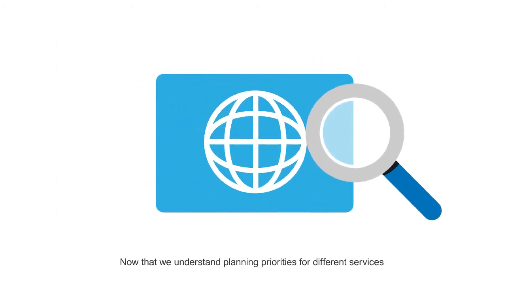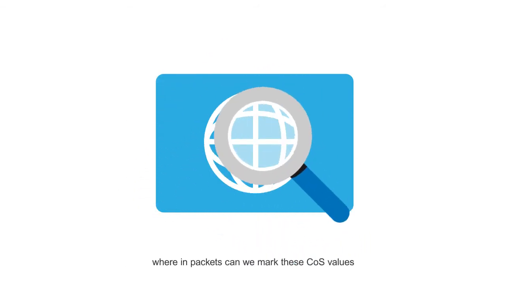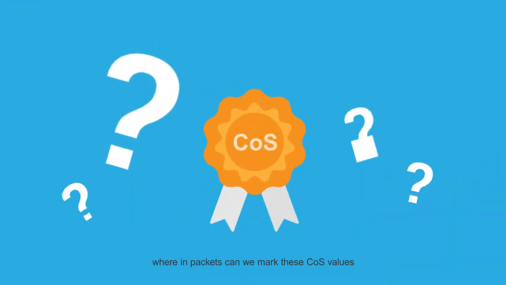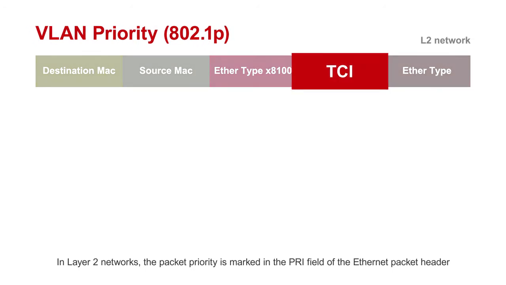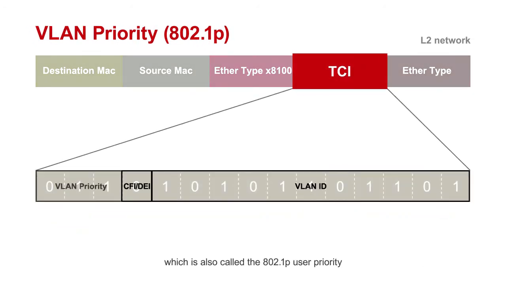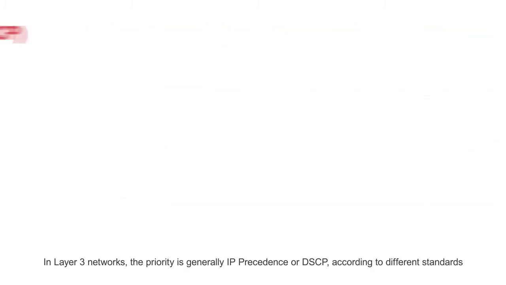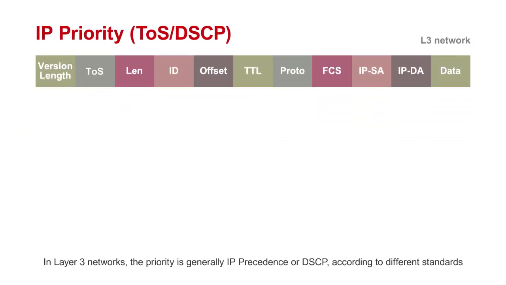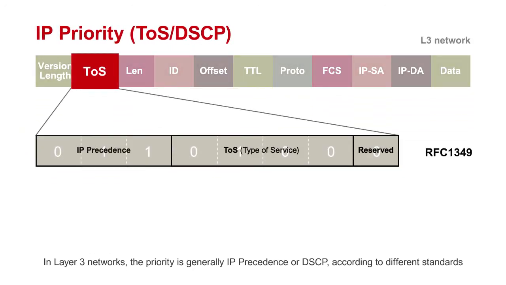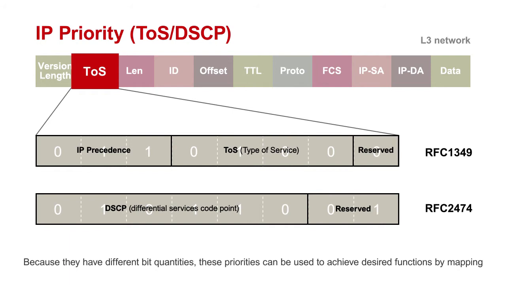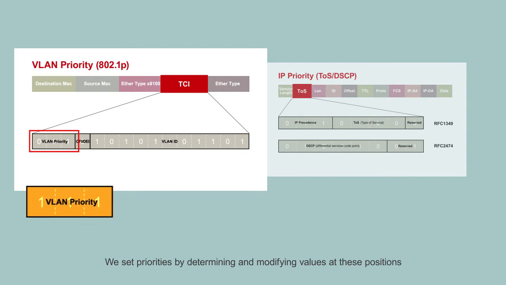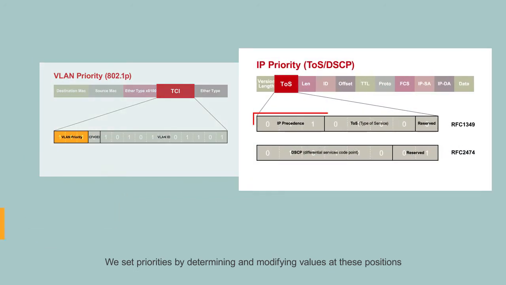Now that we understand planning priorities for different services, where in packets can we mark these QoS values? In Layer 2 networks, the packet priority is marked in the PRI field of the Ethernet packet header, which is also called the 802.1p user priority. In Layer 3 networks, the priority is generally IP precedence or DSCP according to different standards. Because we have different bit quantities, these priorities can be used to achieve desired functions by mapping. We set priorities by determining and modifying values at these positions.